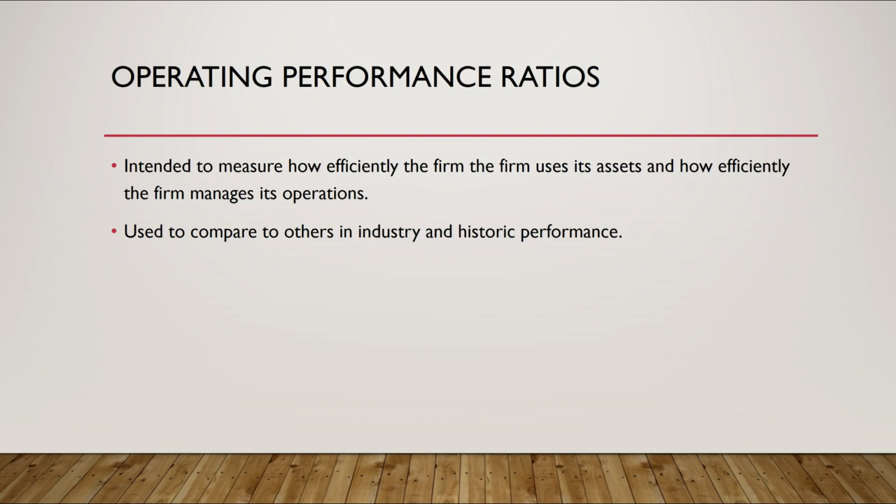Operating performance ratios are really here to measure how efficiently the firm uses its resources. So how well is the firm using its assets? What sort of return is it getting back on those assets? And really a measure of how efficient the firm's managers are in terms of operating the firm itself. So operations in terms of how well we're able to return profits, return positive cash flows to the firm, and really this is going to come down to how well managers are managing its operations.